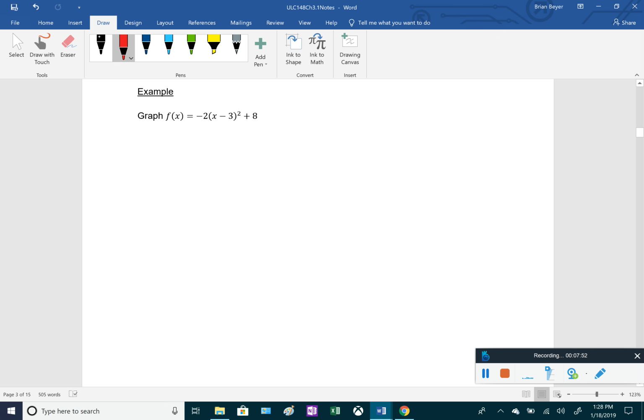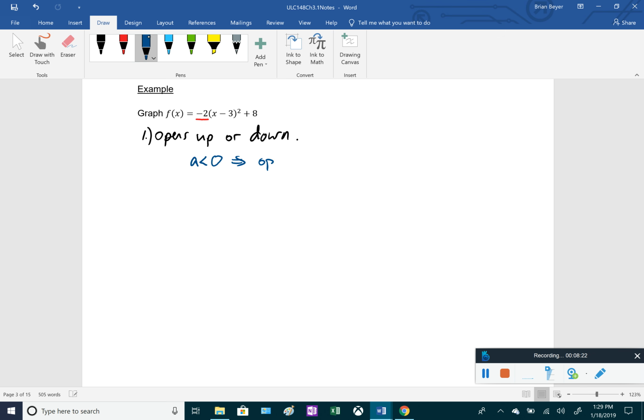So let's see this example here. For the first one, we have f of x equals negative 2 times x minus 3 squared plus 8. So this is in standard form. First, let's determine if it opens up or down. For that, we're looking at this a value out front, which is negative 2. So a is negative, so that means this opens down. It's pretty easy.